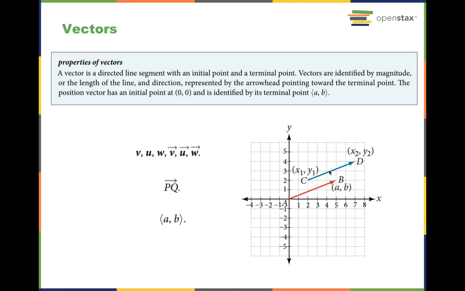So we can take any vector and scoot it over until the initial point is at the origin to make it a position vector. Okay, so these are the same vectors. They're just plopped down on the Cartesian coordinate plane in a different place.